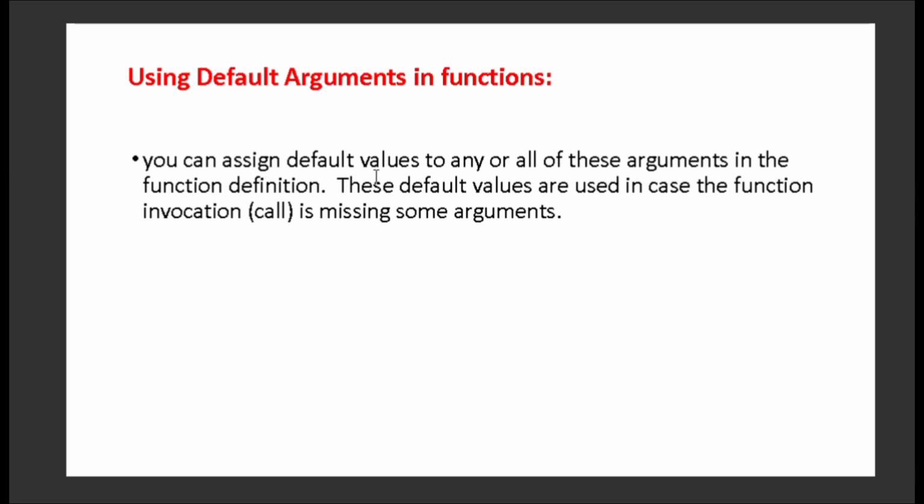You can assign default values to any or all of these arguments in the function definition. These default values are used in case the function invocation, meaning the call, is missing some arguments. In PHP, a default argument is a value you assign to a function parameter, so that if no value is passed for that parameter, the default is used. Now we will see one small example on this.